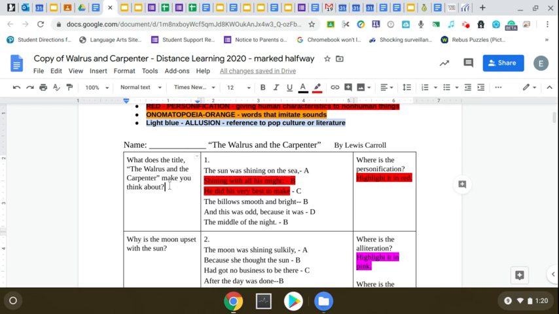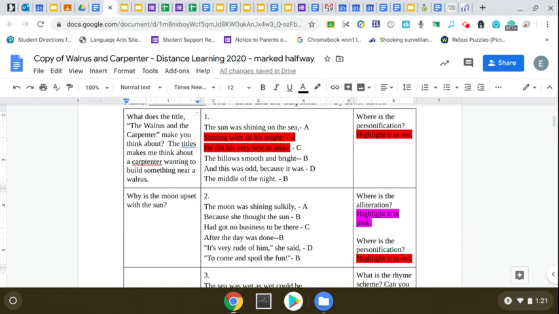Now, over here, there's a question. What does the title, The Walrus and the Carpenter, make you think about? I'm going to write my response. The title makes me think about a carpenter wanting to build something near a walrus. You know what? That's just the first thing that pops into my head, so that's what I wrote down.